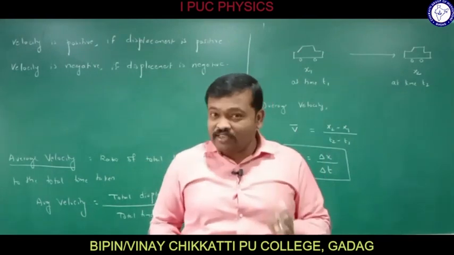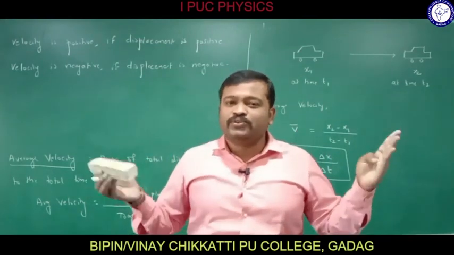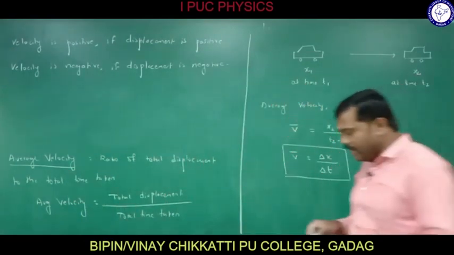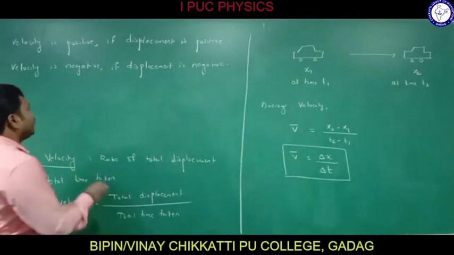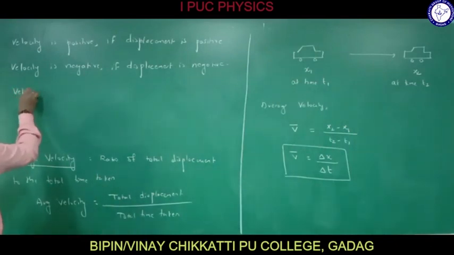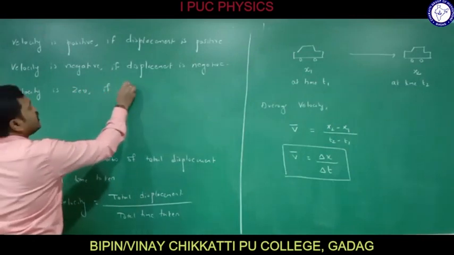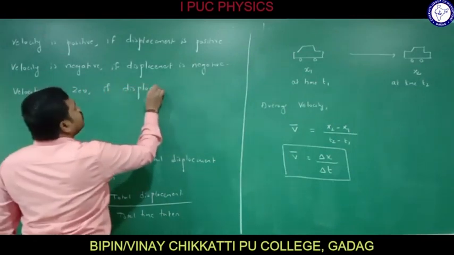As velocity is a vector quantity, it can be positive, negative or zero. We discussed when it is positive and when it is negative. Now let me write when velocity is zero. So velocity can be zero, but speed cannot be zero. Do you understand this? Velocity is zero if displacement is zero.